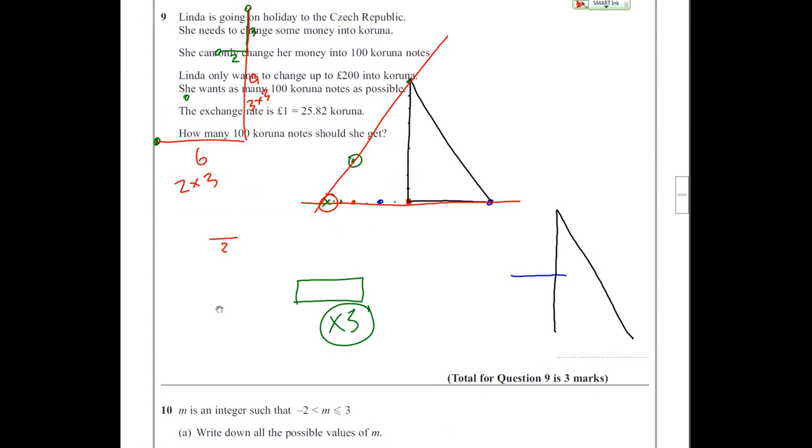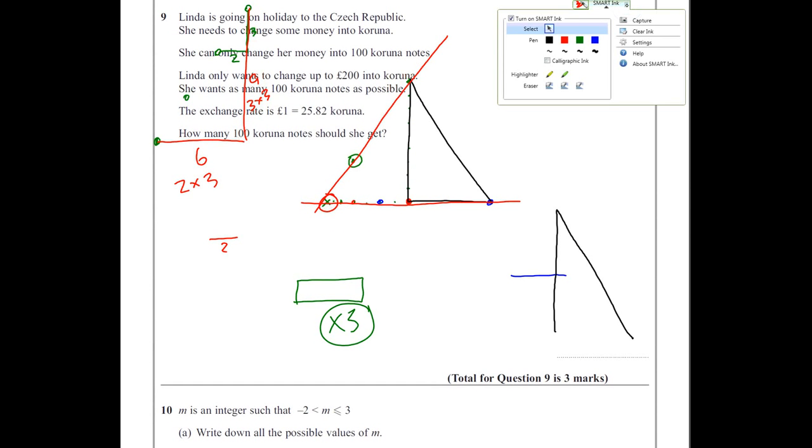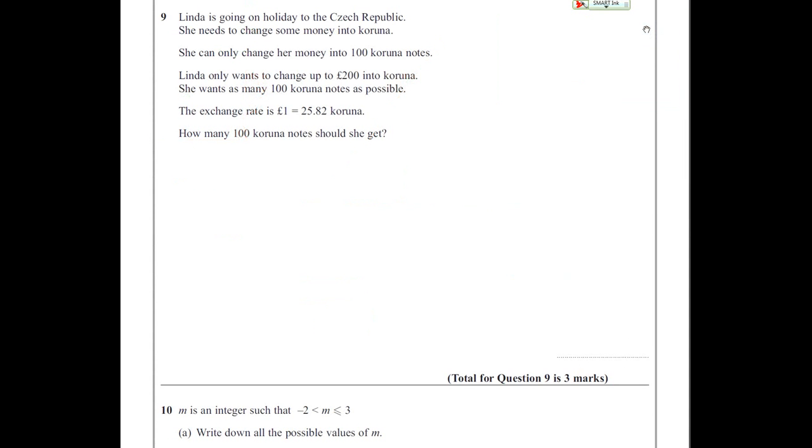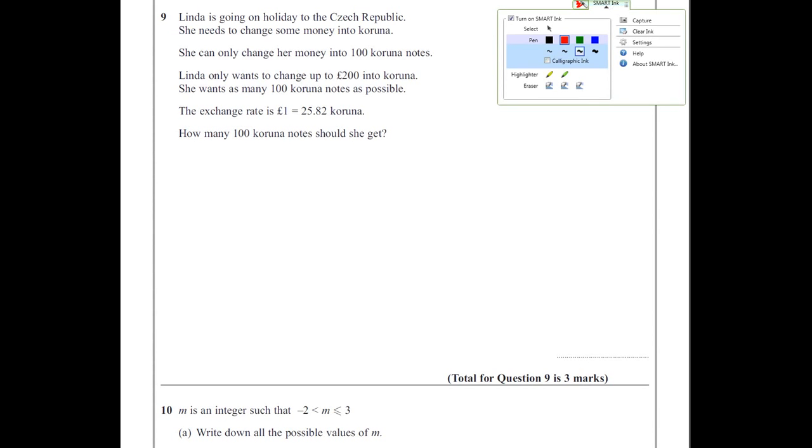Question 9. Linda is going on holiday to the Czech Republic. She needs to change some money to koruna. She can only change her money into 100 koruna notes. Okay, so it's key information. We need to highlight this. 100 koruna notes.